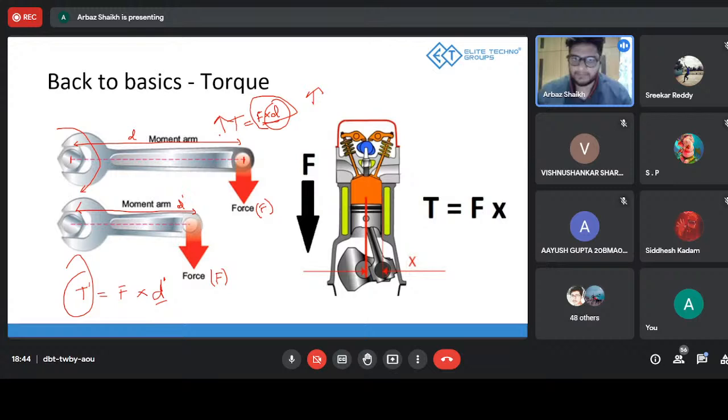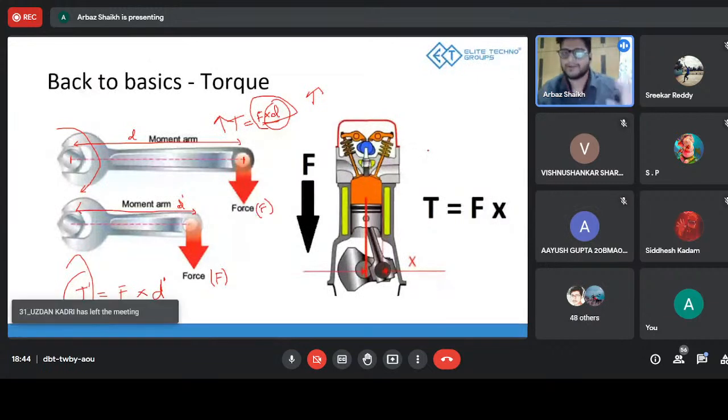Amount of torque that you need to apply to open it up. So if the distance is larger, you need to apply lesser force for the same amount of torque. If the distance is smaller, you need to apply more force for the same amount of torque. Is that clear to everybody? Yes, sir. Okay. Any doubt till now? If anybody has, I'm happy to answer.